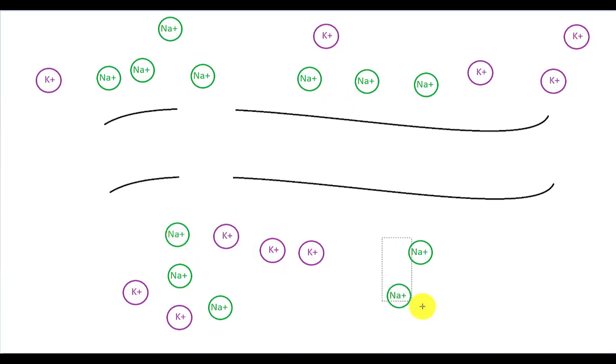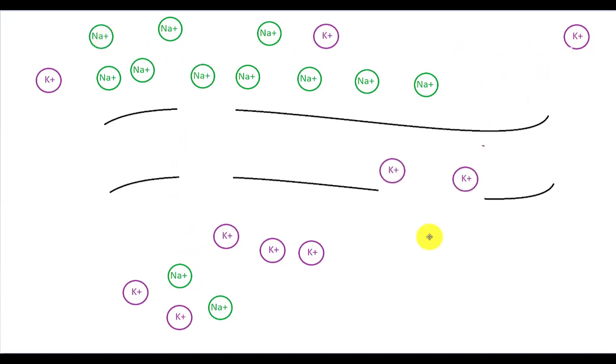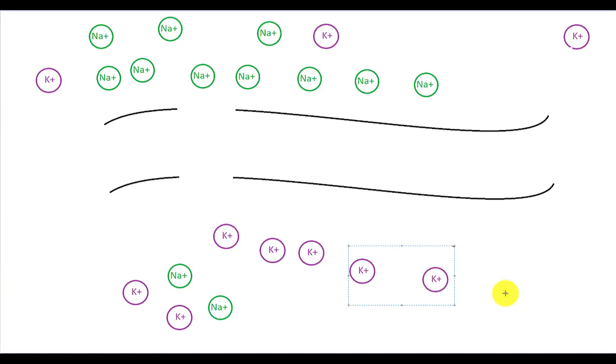If we do this again, we take 3 sodium and move them outside the cell, and then we bring 2 potassium in, right? Now what are we going to have? Well, 1, 2, 3, 4, 5, 6, 7, 8, 9, 10, 11, 12, 13, all right? Outside the cell and inside 1, 2, 3, 4, 5, 6, 7, 8, 9. Right? So every time we do this, we're building up a bigger and bigger electrical chemical gradient, right?